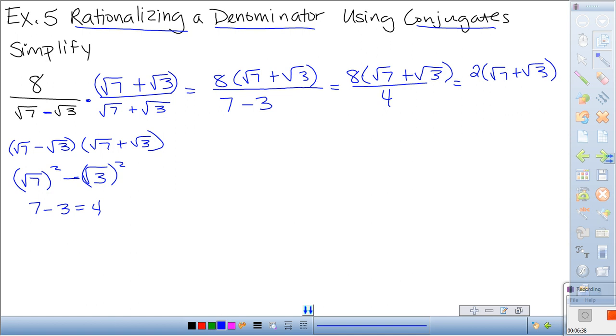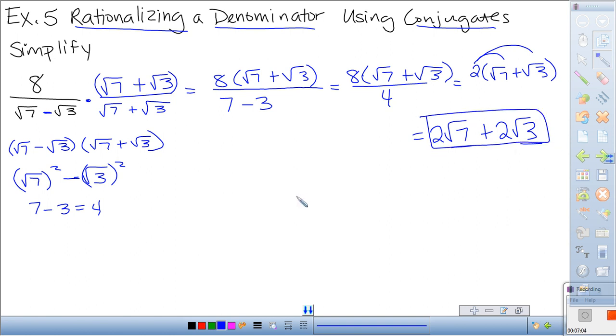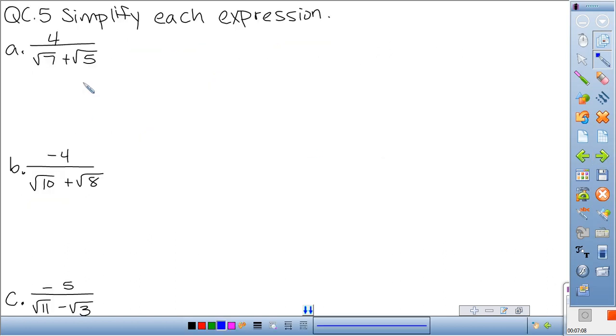You can either leave it like that, or you can distribute it out. 2 times the square root of 7 is 2 square roots of 7, and then 2 times the square root of 3 is 2 square roots of 3. Since these are not like radicands and we can't simplify inside the radical, it's in simplest form, and we are finished. I know this is kind of a new concept, so let's go ahead and do a couple more.